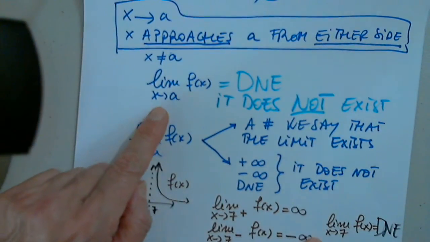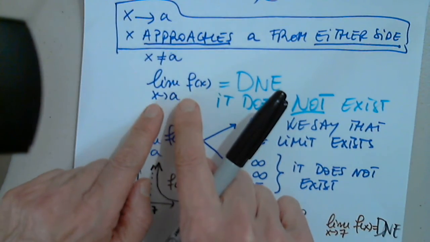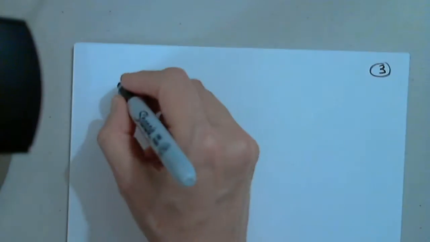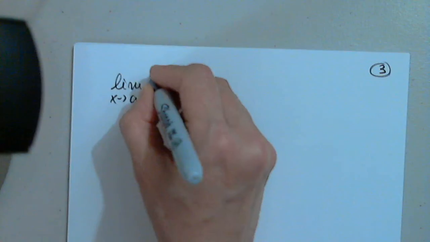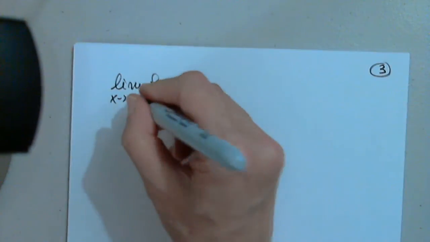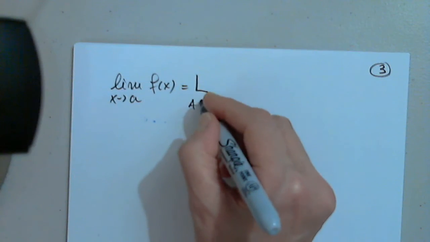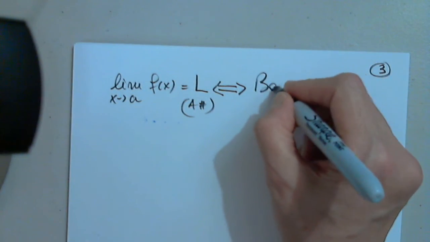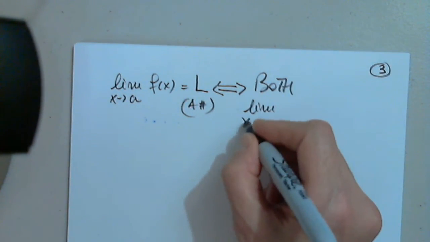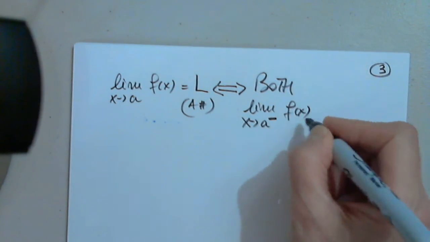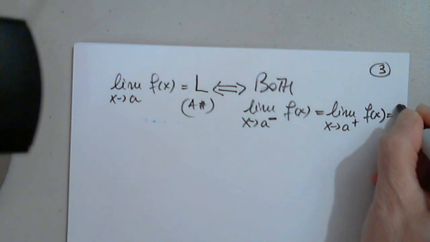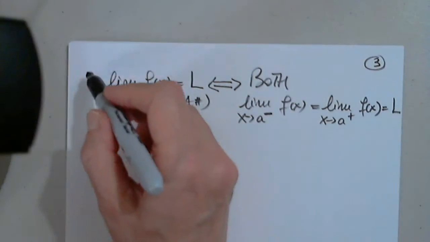So obviously, when I talk about this and I say the limit exists, then definitely both sides have to be the same. So when I say the limit as x approaches a from either side of f of x is L, which is a number, this automatically implies that both the limit from the left and from the right exist, and they're both equal to L. This is automatically understood.